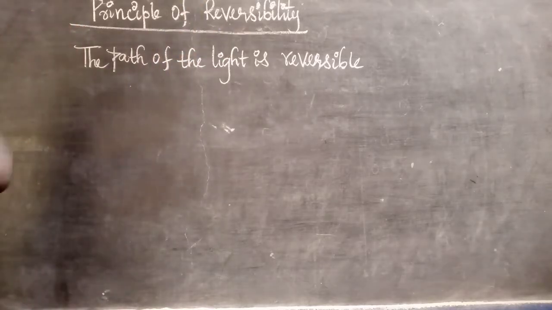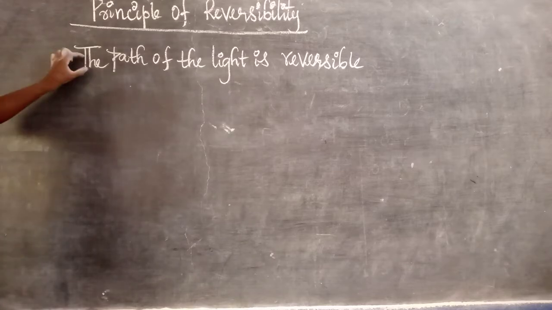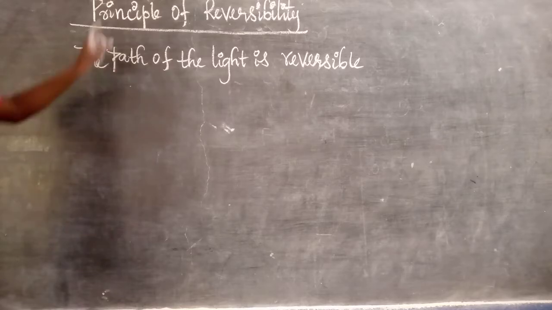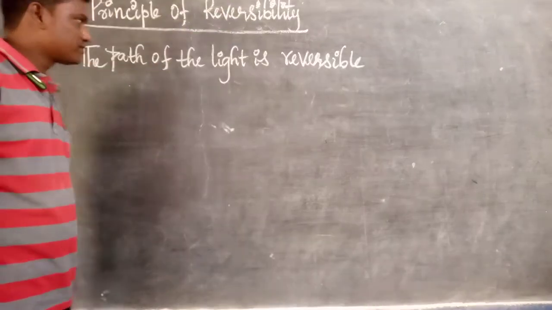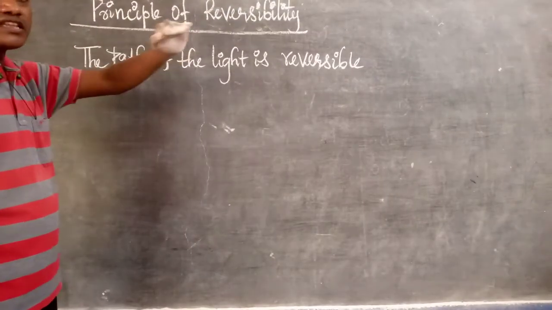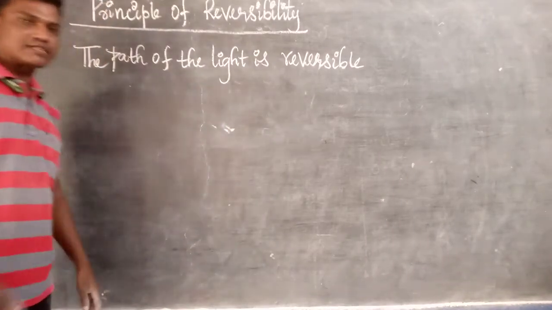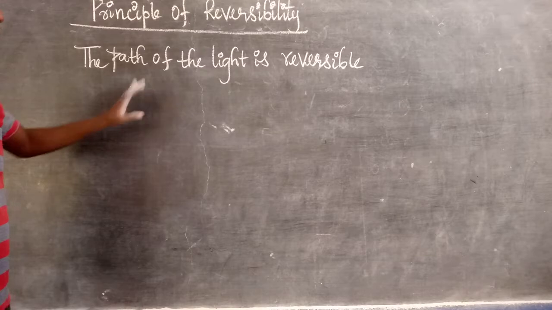Listen very carefully. What is called principle of reversibility, or how to define it: the path of the light is reversible. That is principle of reversibility. This experiment I will prove in the next video, but today I will give a small explanation about this for your understanding.